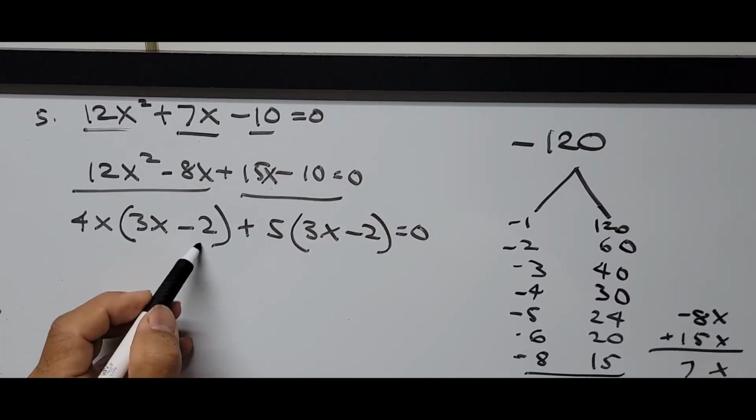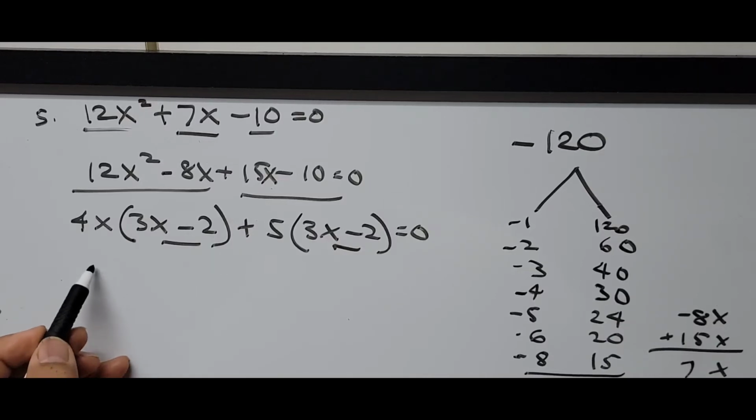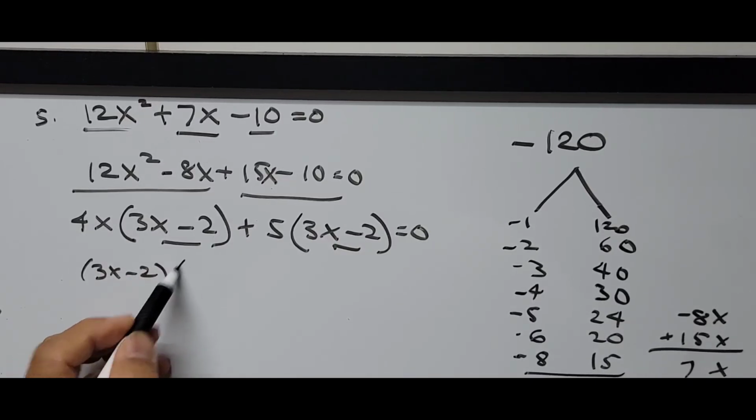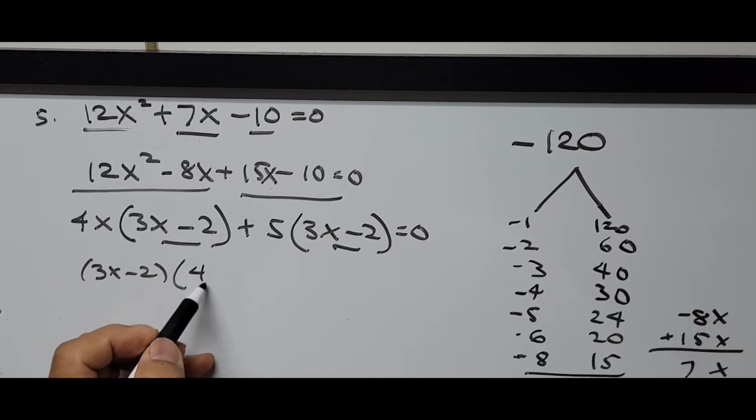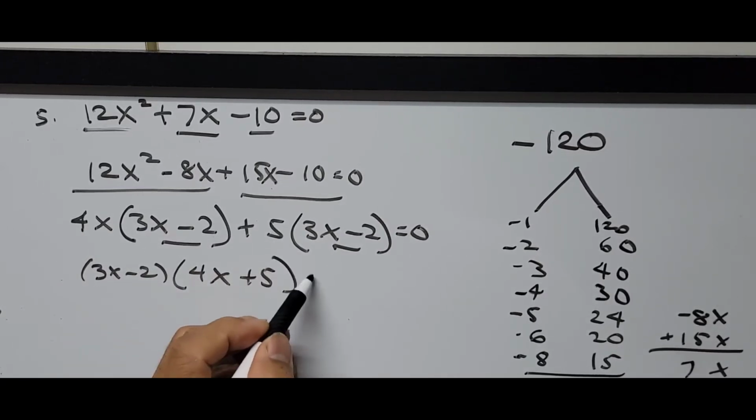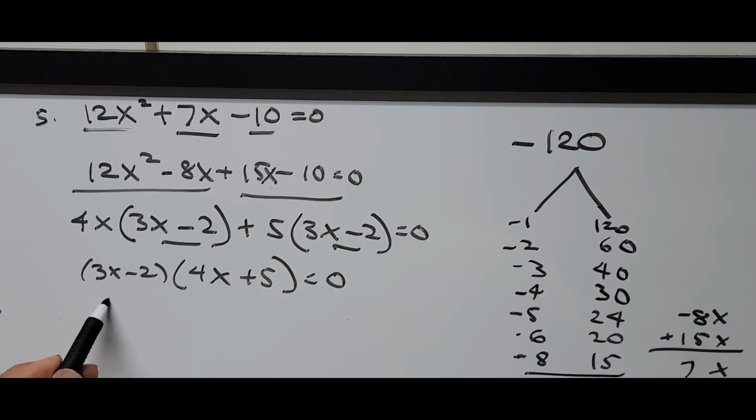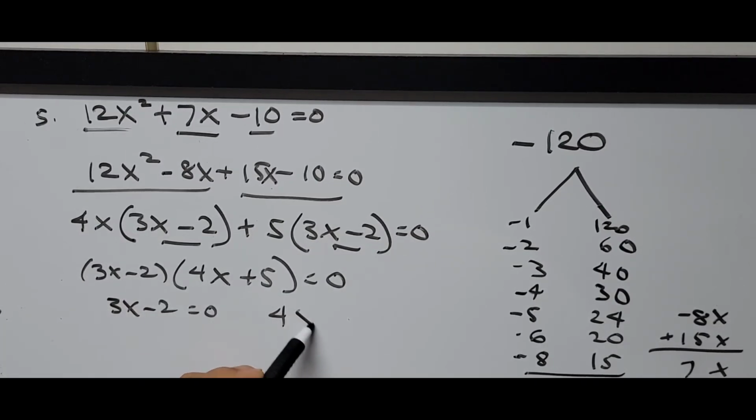And from here, see the same thing again, so factor that out. So 3x minus 2 times 4x plus 5 equals 0. And equate these both factors to 0. So 3x minus 2 equals 0, and the other one, 4x plus 5 equals 0. Find the value of x: transposing -2 to the other side becomes positive. Coefficient transposing to the other side will become the denominator. So that's 2/3. It's one value of x.